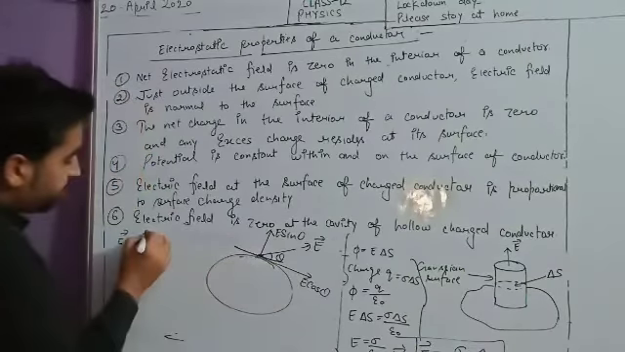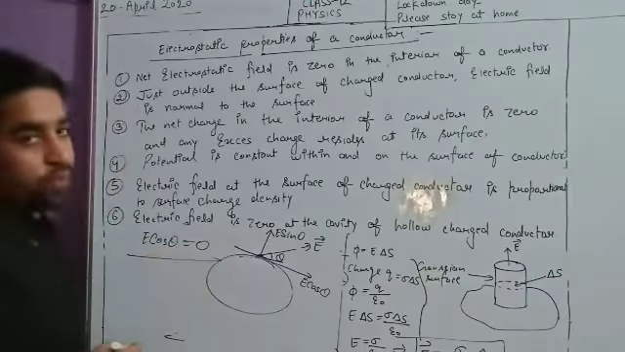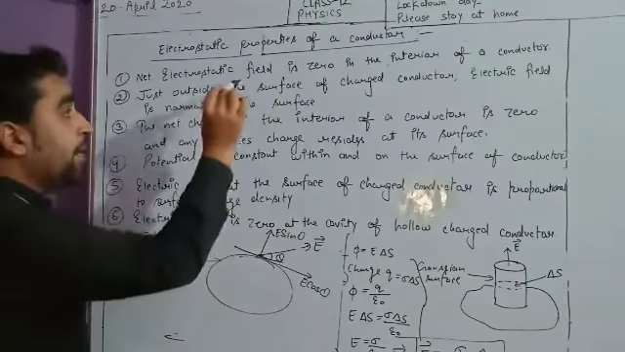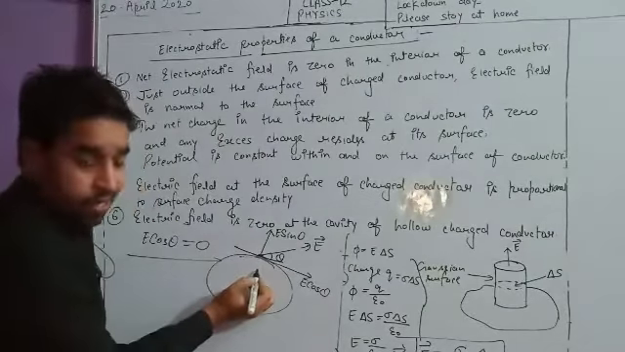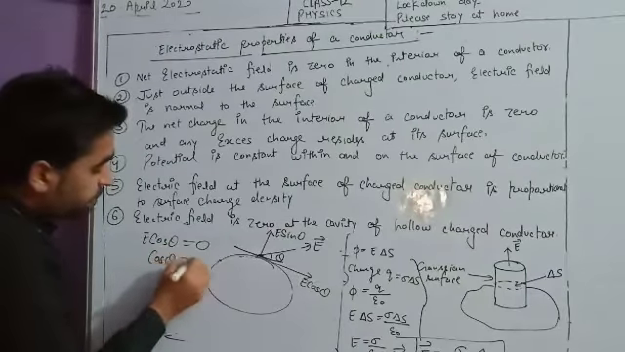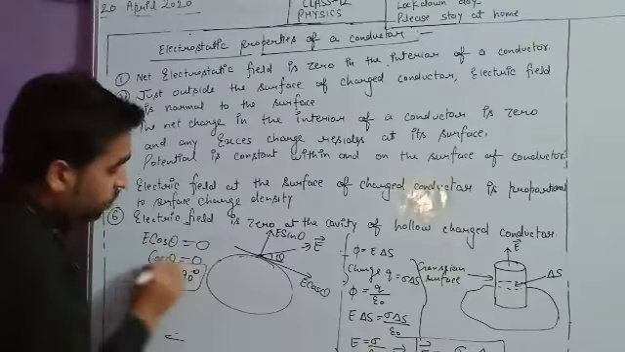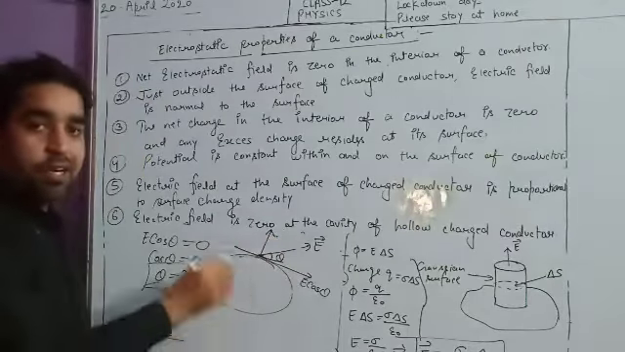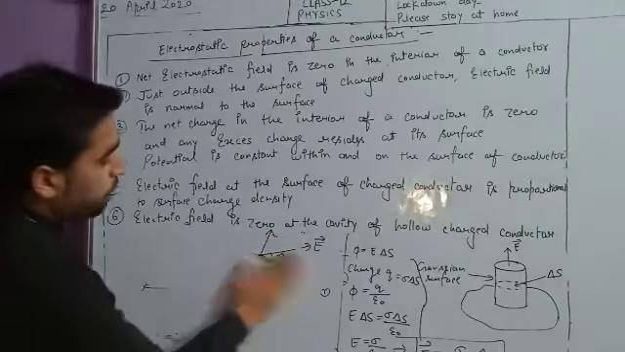Now students, if E cos theta exists, it means this E cos theta should be equal to 0. Why should this E cos theta be 0? Because we have already studied that the net electrostatic field in the interior of a conductor is 0, and this component is coming from the interior. So E cos theta should be 0, and when E cos theta is equal to 0, cos theta will be 0. What is the meaning of this? Theta will be 90 degrees. That is why we can say the electric field is always normal, perpendicular, to the surface of the conductor. I hope you understood this point.